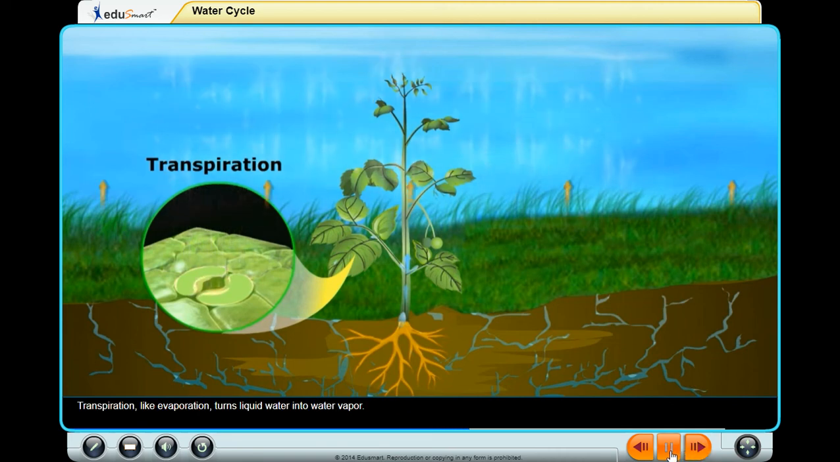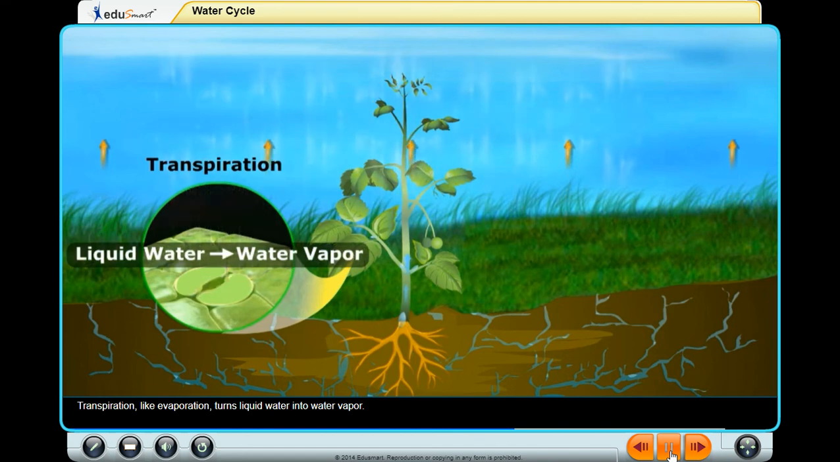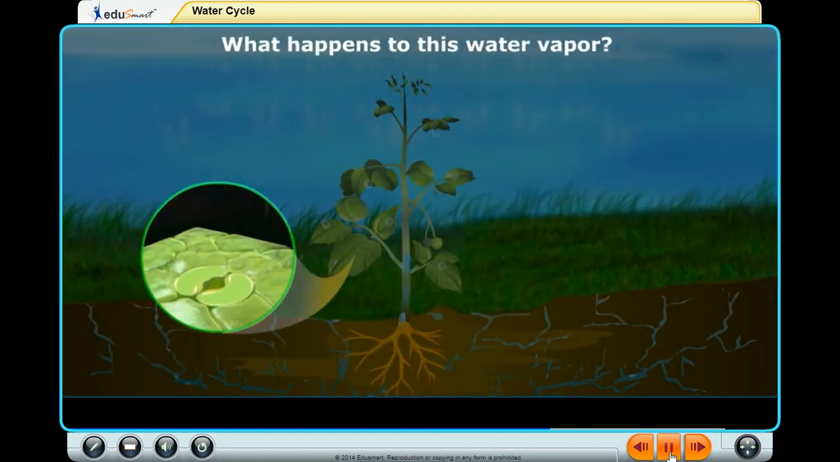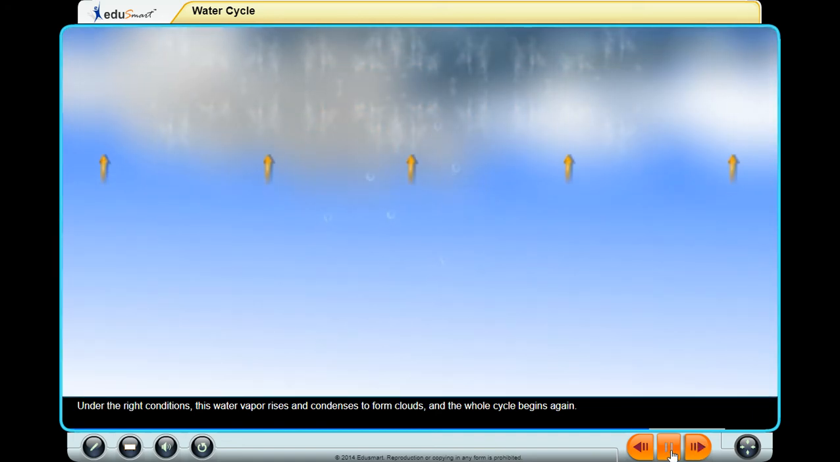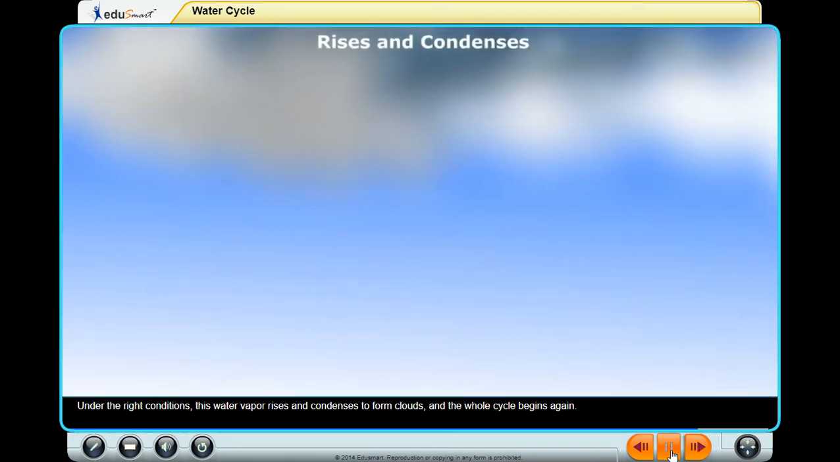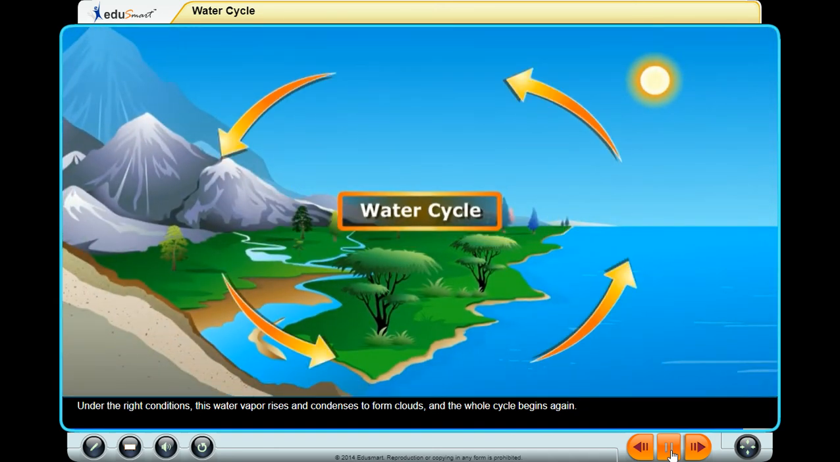Transpiration, like evaporation, turns liquid water into water vapor. So you know how I said evaporation, we're going from a liquid to a gas. Condensation, we're going from a gas to a liquid. You need to know that transpiration is going from a liquid to a gas as well, just like evaporation in the oceans. What happens to this water vapor? Under the right conditions, this water vapor rises and condenses to form clouds, and the whole cycle begins again.